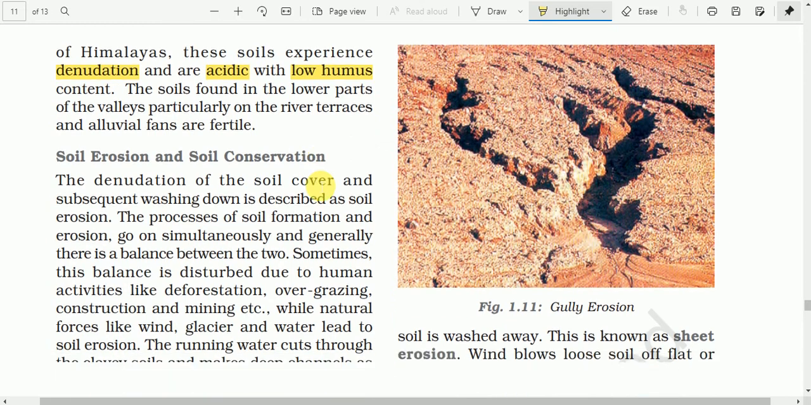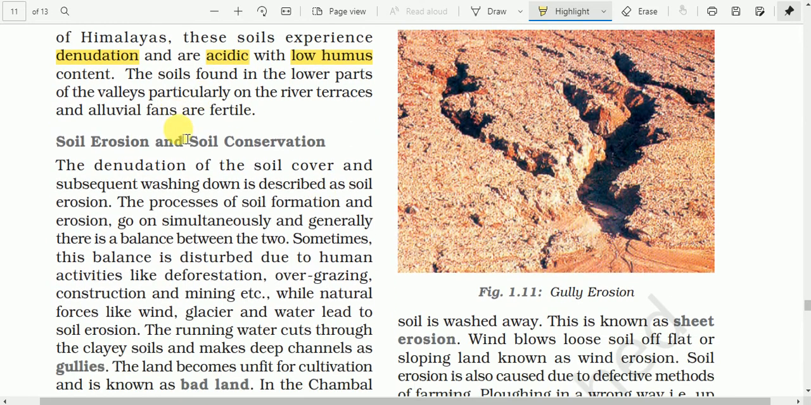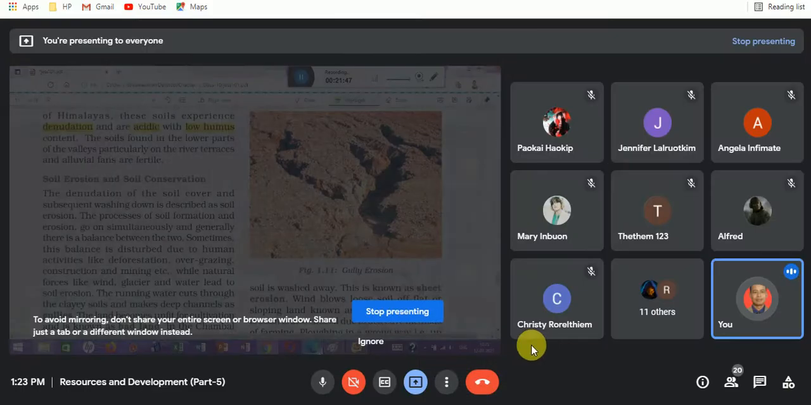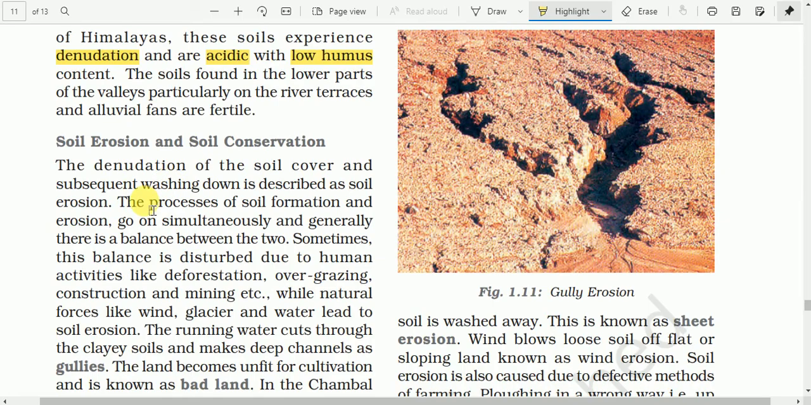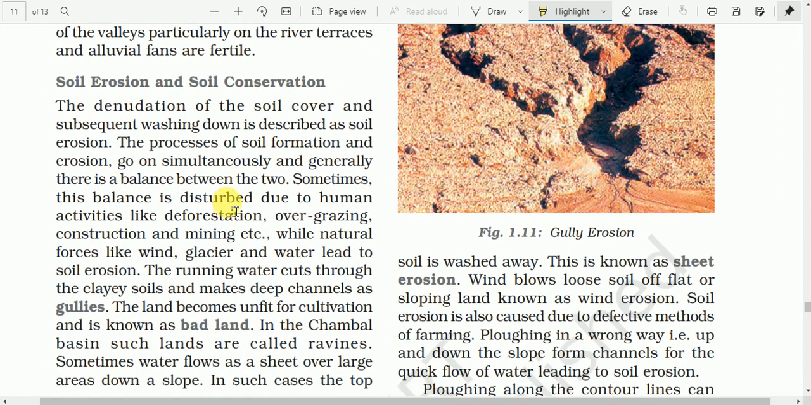And the soils found in the lower part of the valley, particularly on the river terraces and the alluvial plains, are fertile. If the soils are found at the low-lying areas, as we indicated here, the soils found here are fertile. Very fine and fertile. So these are the different types of soils found in India based on color, age, texture, physical and chemical properties.